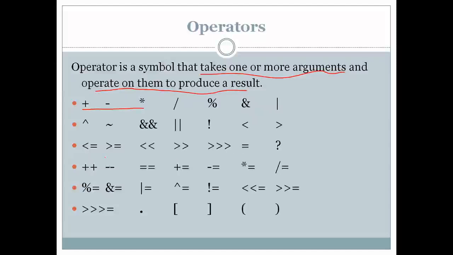Okay, that's it. In today's session we have studied the Java tokens. So remember, there are five different types of tokens. These are keywords, identifiers, literals, operators and separators.